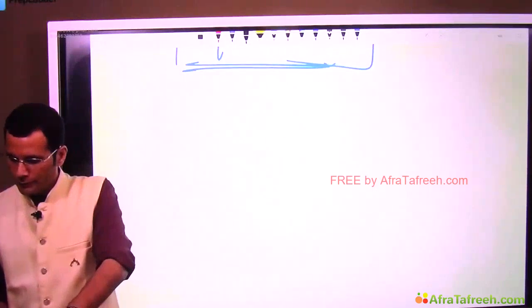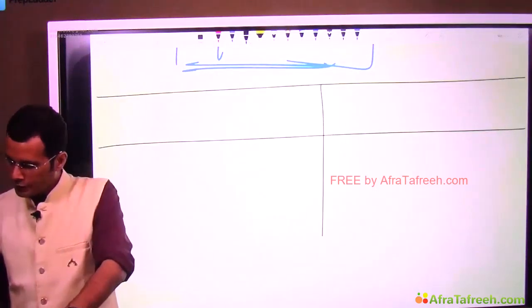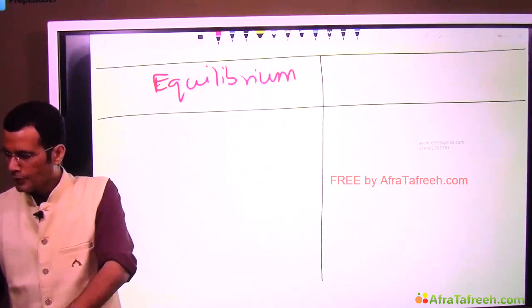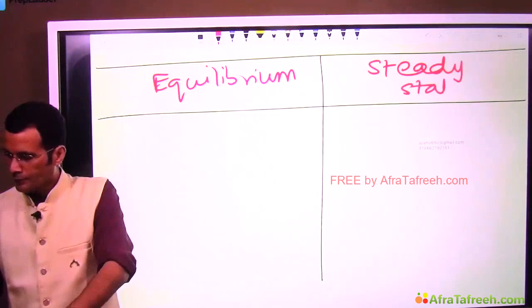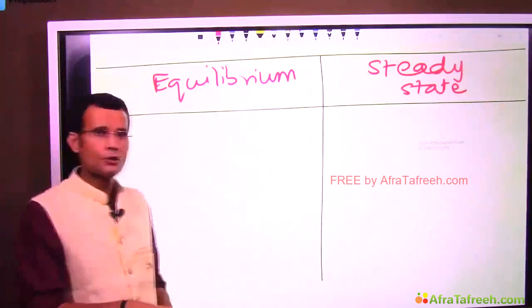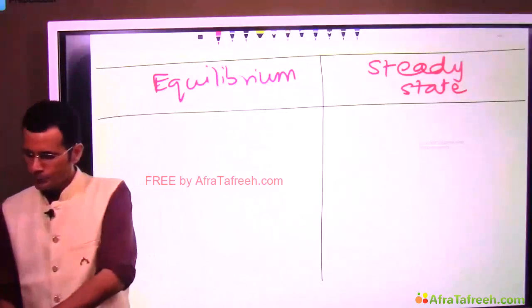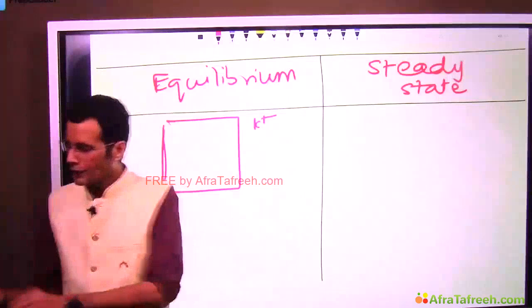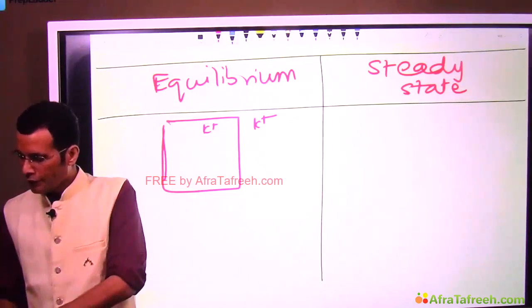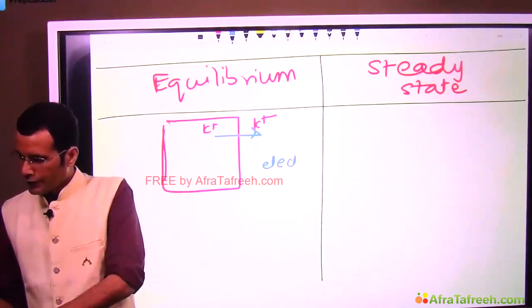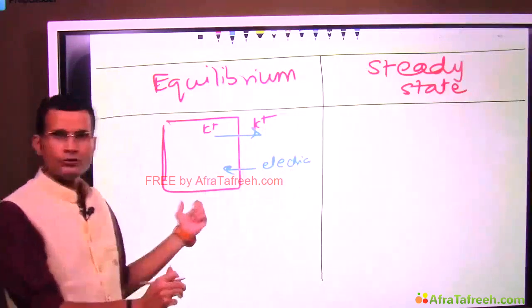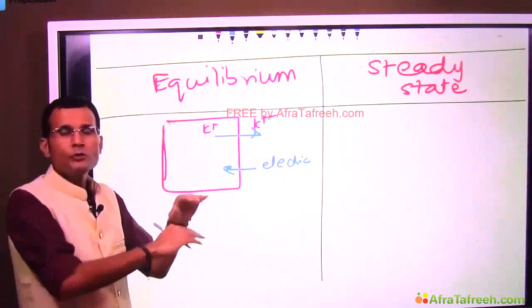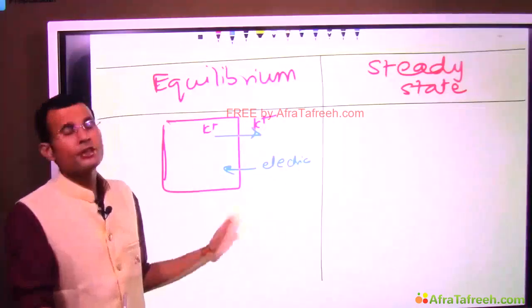Okay, let me also add a comparison of the two terms. The two terms which are commonly used are equilibrium and steady state conditions. You will come across these terms often in physiology. Let's take an example so that you will understand properly. When you say equilibrium, we can take the example of potassium. Concentration gradient is driving it from inside to outside, and electrical gradient is driving the potassium from outside to inside. So when these two forces balance out each other, there is no net movement of potassium, and potassium has reached equilibrium.